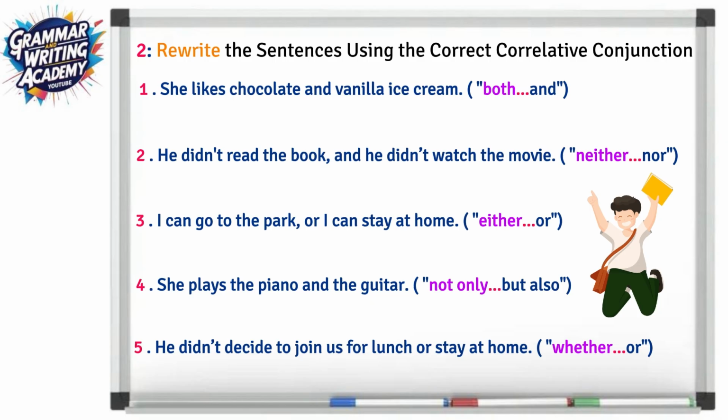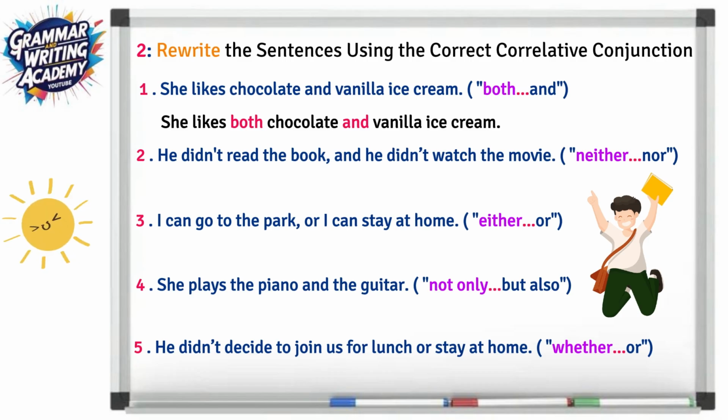The correct answer is, she likes both chocolate and vanilla ice cream. We use both... and to show that 2 things are true together. She doesn't like just one flavor, she likes the 2 of them. Hope it is easy and clear. Let's have another one. Sentence number 2.